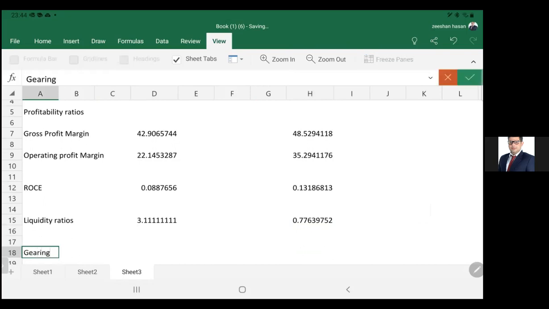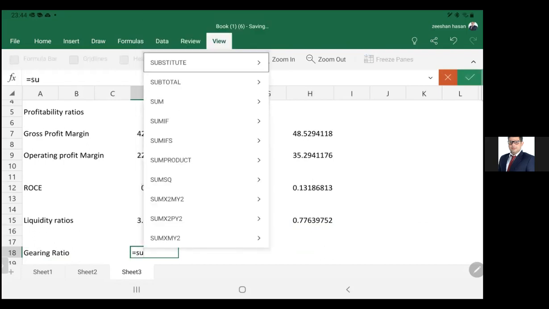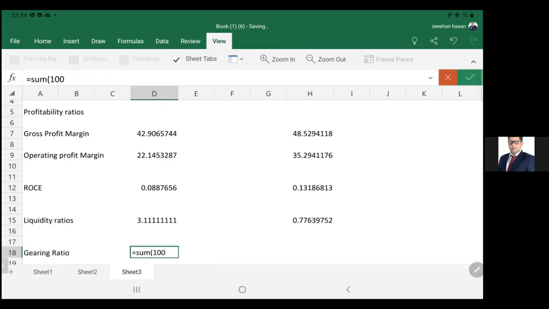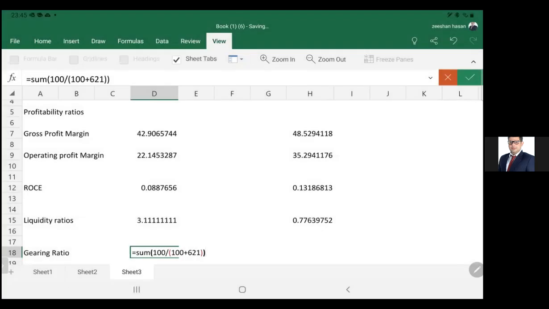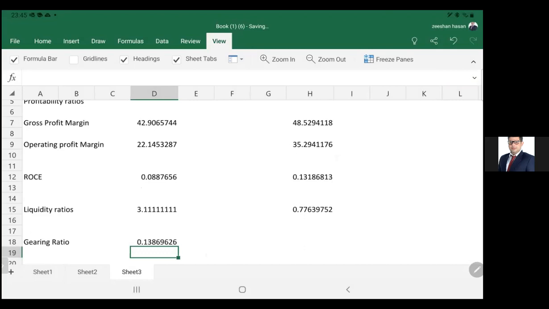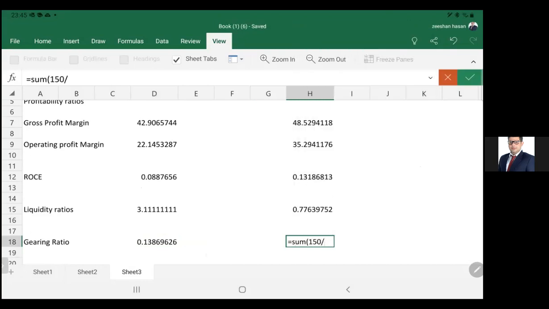Next, gearing ratio, which will be debt divided by debt plus equity. That is equal to 100 divided by 100 plus 621. We get 0.138, that means it is 13.9%. And finally, for the last year it will be equal to 150 divided by 150 plus 578.